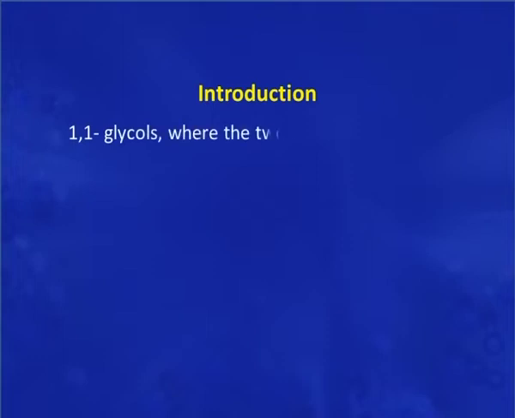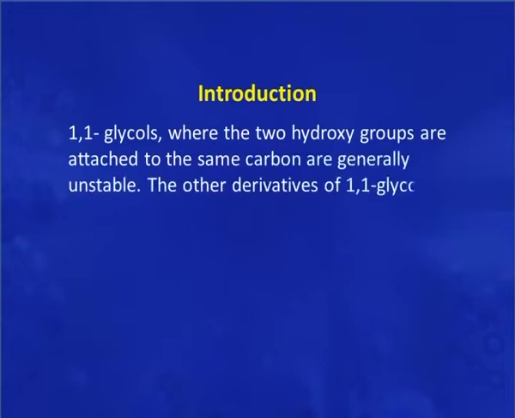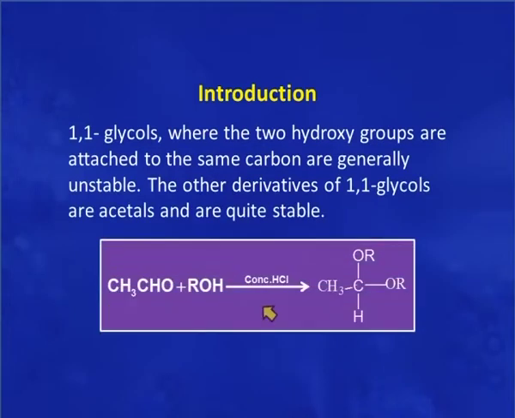1,1 glycols are the dihydric alcohols which have two hydroxy groups on the same carbon. This kind of molecule is quite unstable, but the only exception to 1,1 glycols which are quite stable are the acetals and ketals of aldehydes and ketones. Aldehydes, when they react with alcohol, form acetals, which are 1,1 diols.